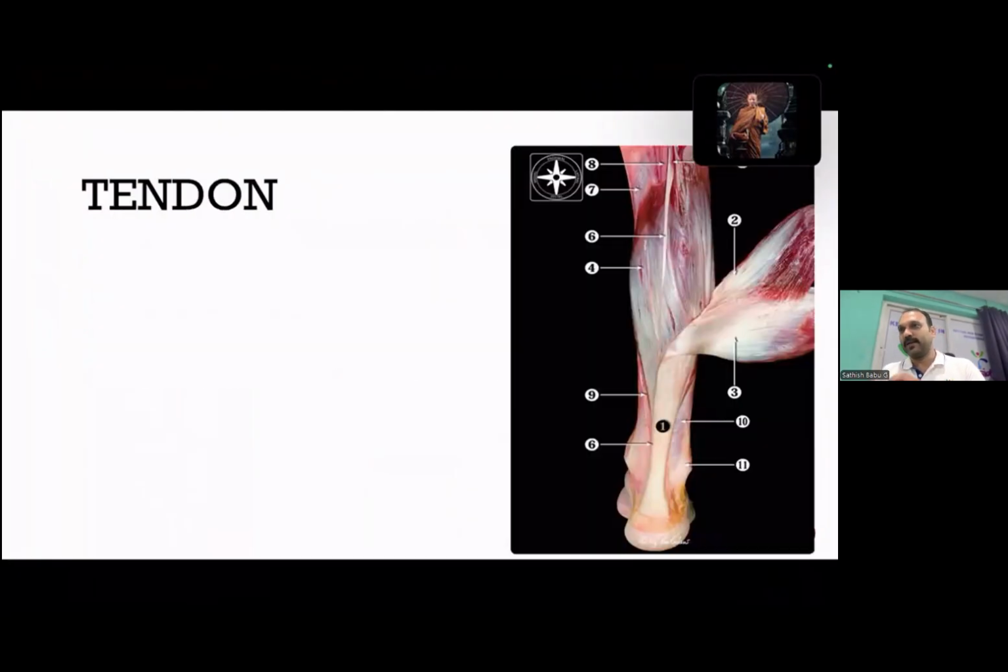So you can see the Achilles tendon on the right side, and it is numbered 1, 2, 3, 4, 5, 6. The first one is the Achilles tendon, or calcaneal tendon.